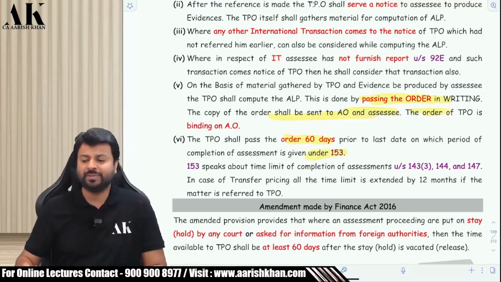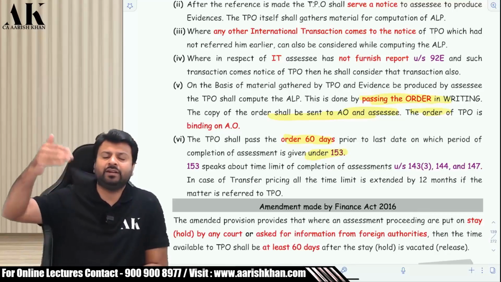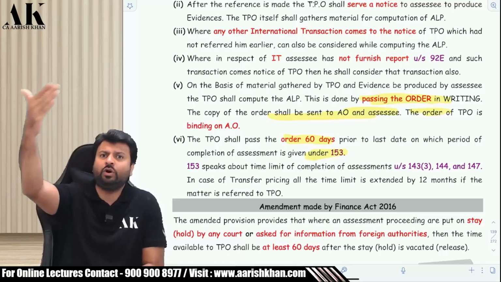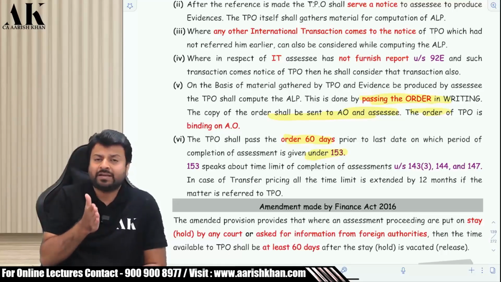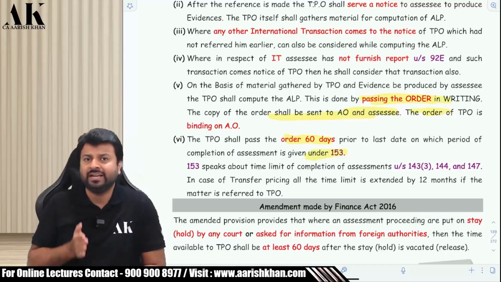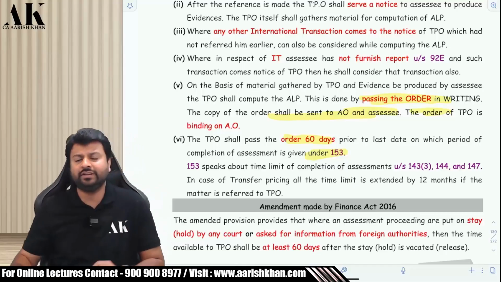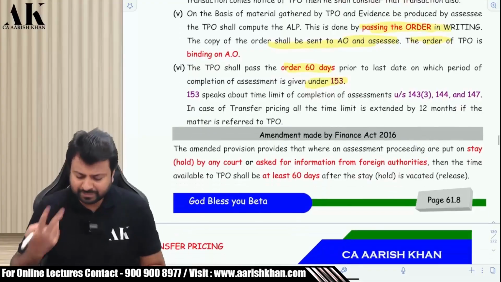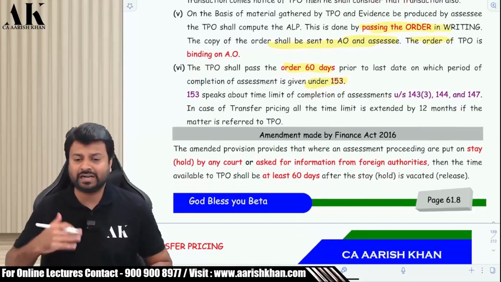That particular assessment time limit. Suppose the assessment is completing on 31st of December 2024. So he will complete his order. He will pass his order at least 60 days prior to that particular date, that is by 1st of November 2024. Now, in some cases, the transfer pricing officer will get some extra time also.